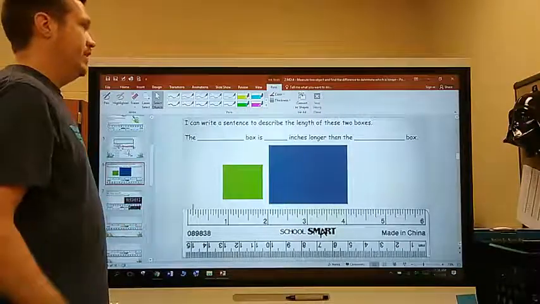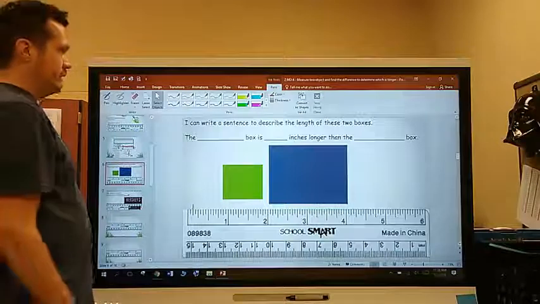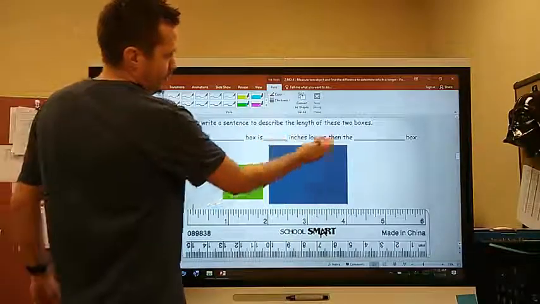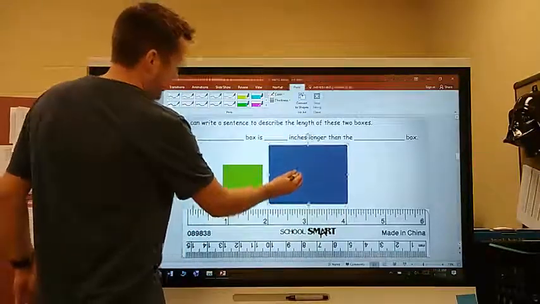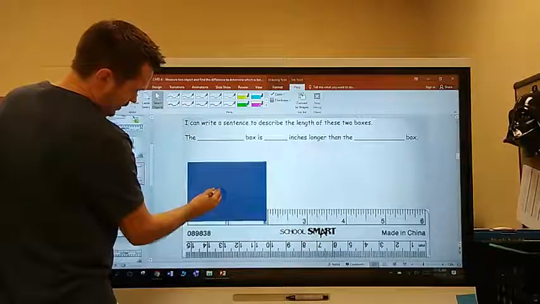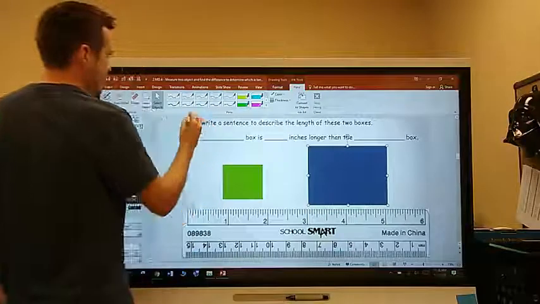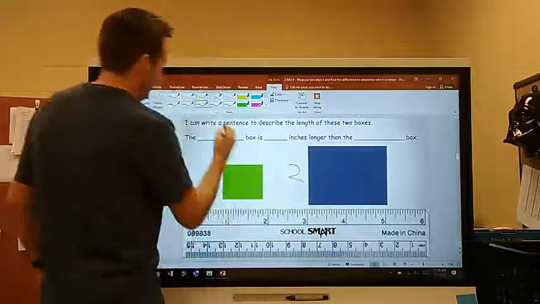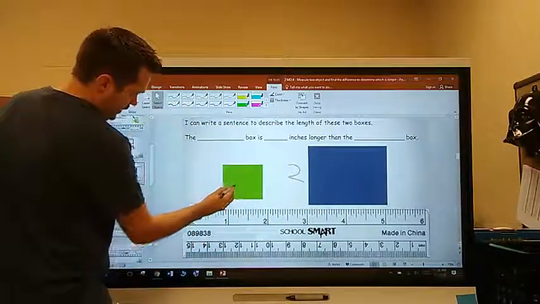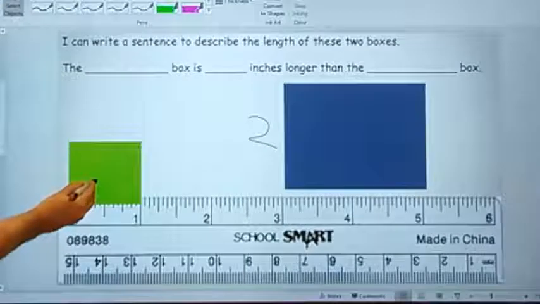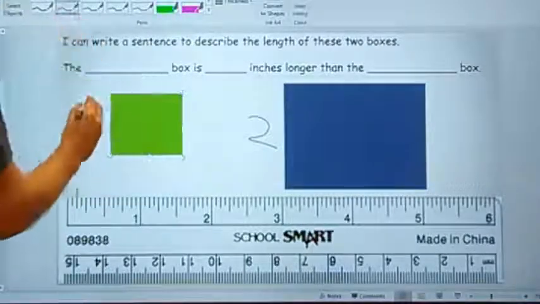Write a number sentence for these boxes. So I'm going to write a number sentence for the box. The blank box is blank inches longer. So I'm going to need to find out which one of these boxes is longer. This one is 2 centimeters. So I'm just going to put that right there so I don't forget. I'm going to go right here. Move this one. That's 1 centimeter.